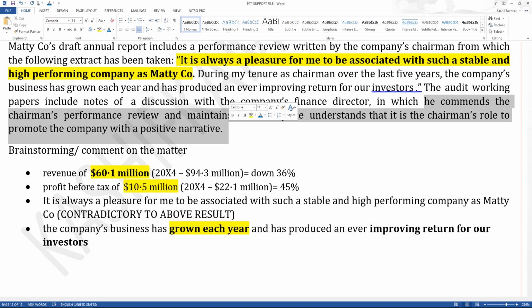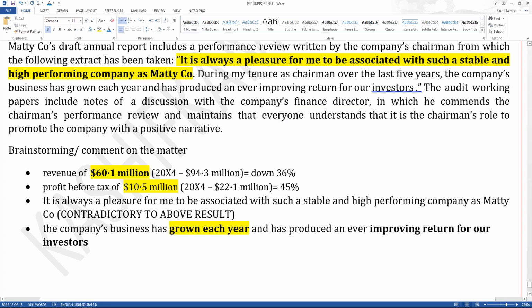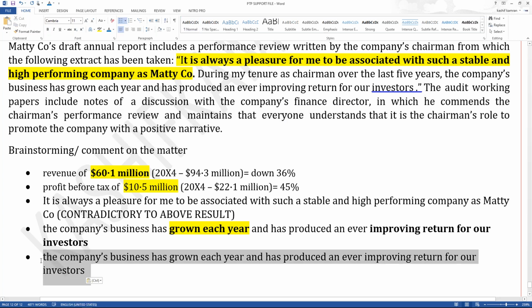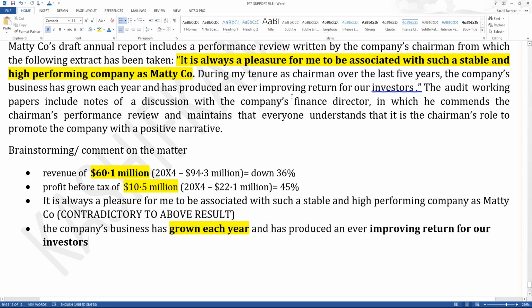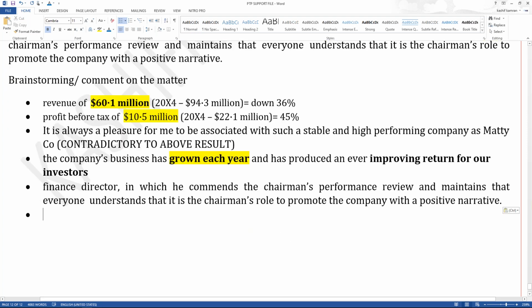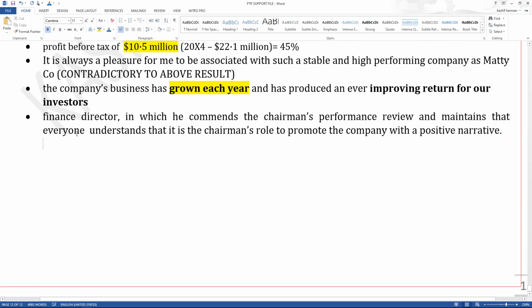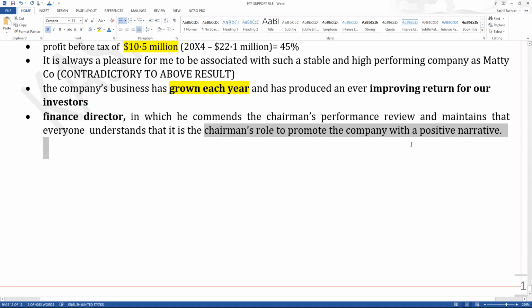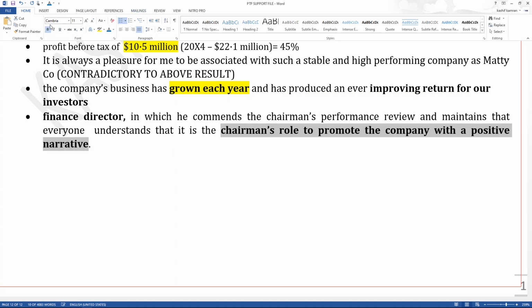So what is the finance director saying? With a positive narrative or with a contradictory narrative? Is the finance director's view right here? Is he putting a positive narrative or a contradictory narrative? Is the reply of the finance director interesting, that the chairman's role is to promote the company with a positive narrative, whether he's telling a lie? You cannot promote a positive narrative by telling a lie to the shareholders. The chairman is telling a lie.